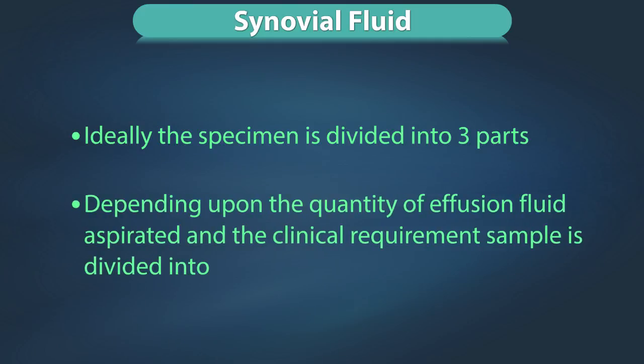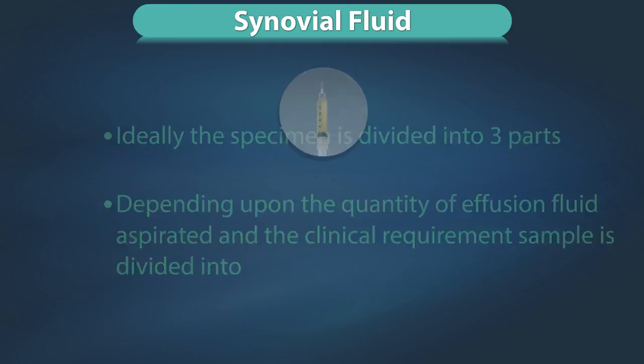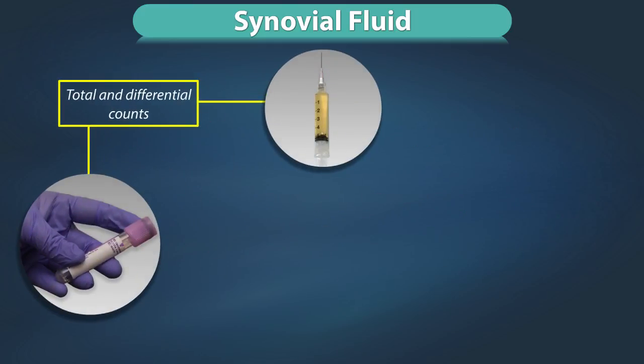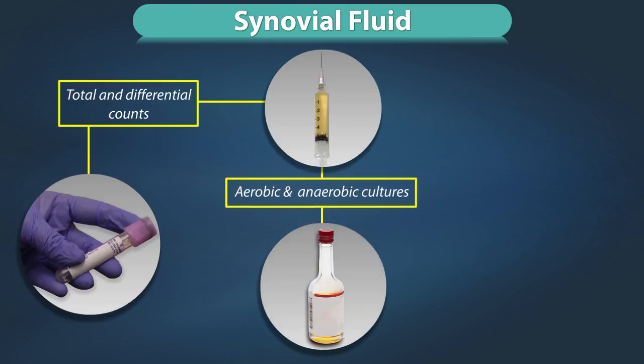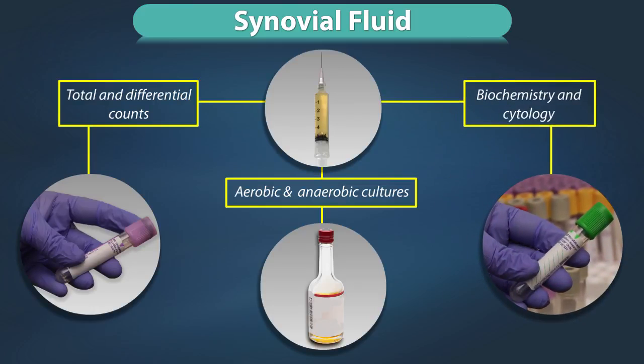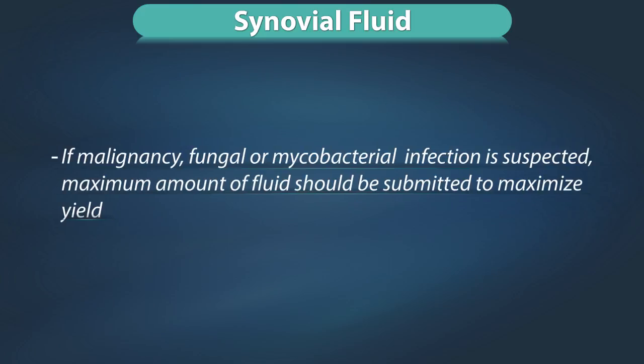Depending upon the quantity of effusion fluid aspirated and the clinical requirement, the sample can be divided into an EDTA tube for total and differential counts, a blood culture bottle for aerobic and anaerobic cultures, and heparinized tubes for biochemistry and cytology. If malignancy, fungal, or mycobacterial infection is suspected, the maximum amount of fluid should be submitted to maximize yield.